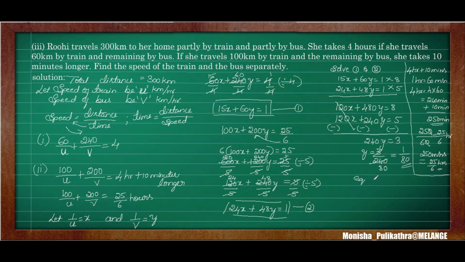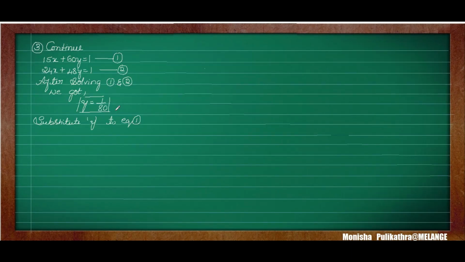So I will be taking equation 1 here: 15x plus 60y is equal to 1. So 15x plus 60 into 1 by 80 is equal to 1. I will be doing it on the next board. So this is the continuation of the last question. The first equation was 15x plus 60y is equal to 1, and the second equation was 24x plus 48y is equal to 1. After solving equations 1 and 2, we got y is equal to 1 by 80.